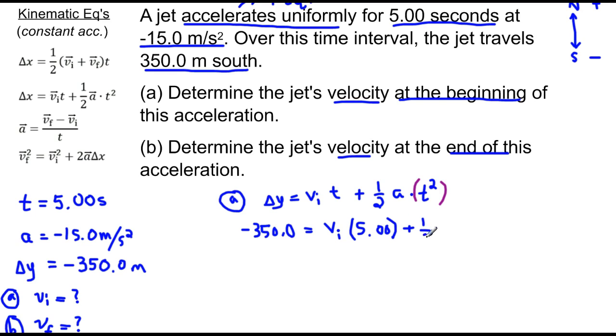Plus 1/2 acceleration times the time squared. So what's my acceleration? Let me look at my chart. -15. And what's my time? Here it is. It's 5 in my chart. It's really nice. Wow, I really like having this chart because then it's really easy for me to just get the values in my equation and I'm not messing anything up.